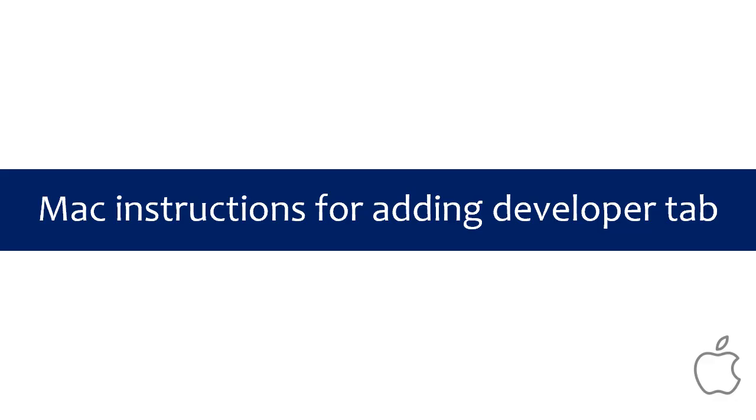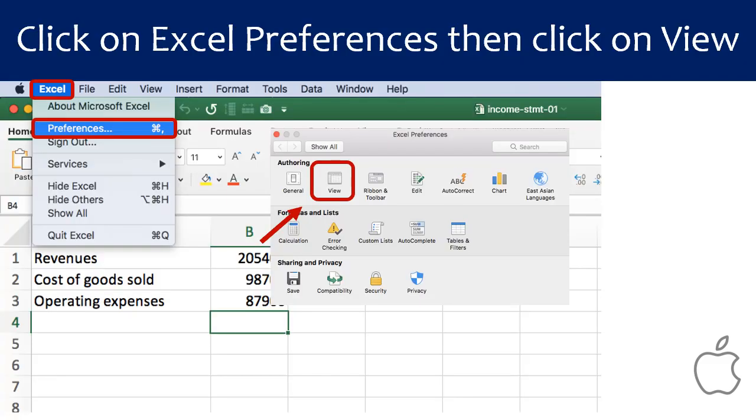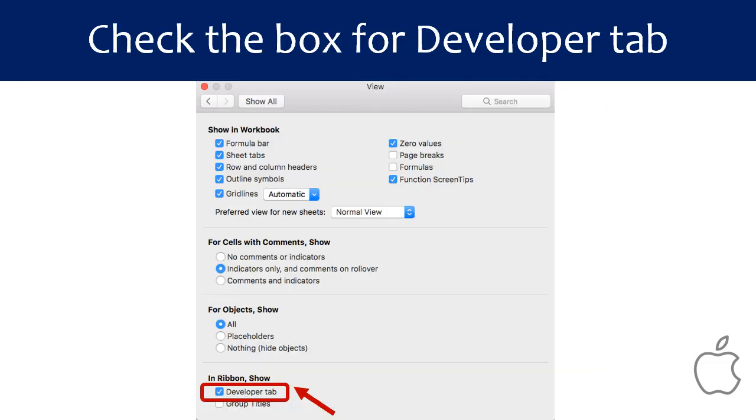The Mac instructions are slightly different than the instructions I just went through for Windows. The Mac different slides will have that Apple logo in the right corner. So to add the Developer tab in Excel for Mac, click on Excel in the ribbon. In the drop-down box, click on Preferences. In the Excel Preferences dialog box, click on View. The next step in Excel for Mac, in the View dialog box, check Developer tab. Now you have the Developer tab.